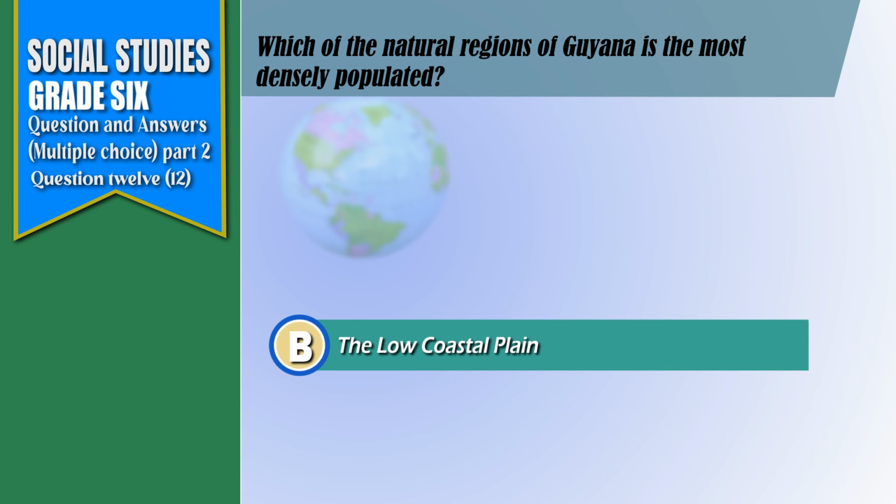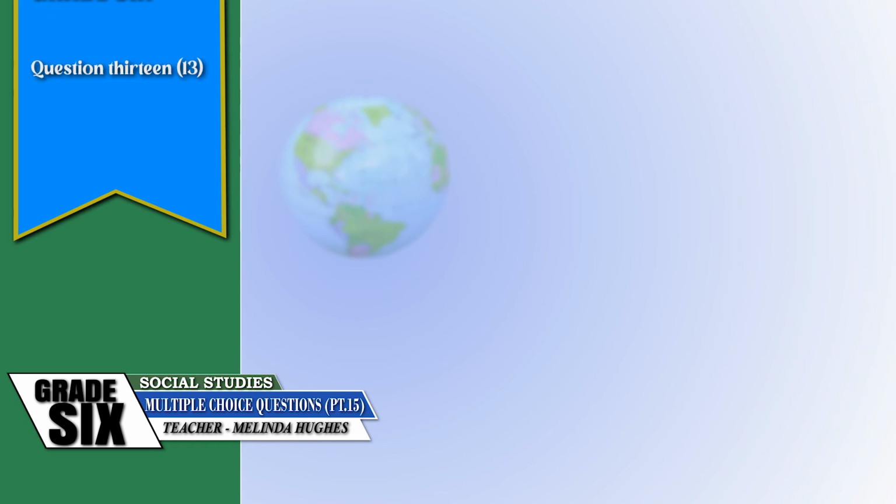The low coastal plain. Of course, boys and girls, the word dense, from which densely is derived, means packed or crowded. And so the low coastal plain is that natural region where the population is crowded, it's packed. The other natural regions do have population, but of course, it is not as dense as the population on the low coastal plain.